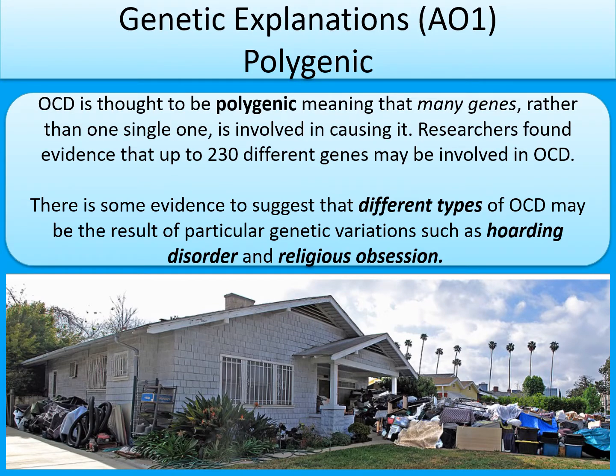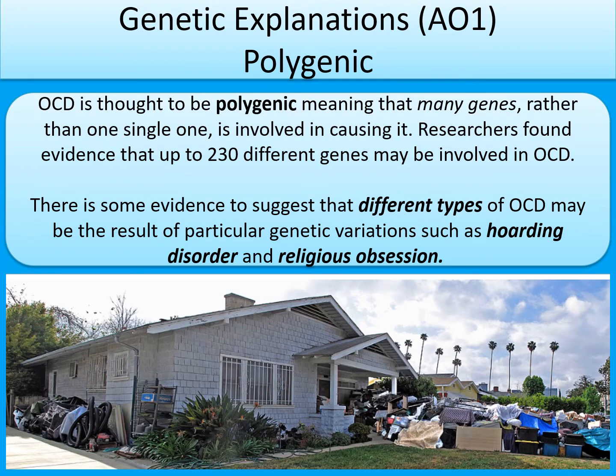And so when we talk about genetics, we're talking about heritability, that we might have inherited genes from our biological parents that cause OCD, or at least make us vulnerable to it. But the first thing to say is that OCD is thought to be polygenic, meaning there's many genes rather than one single one that is involved in causing it. And in fact, researchers have found evidence that there's up to 230 different genes that could be involved in OCD.